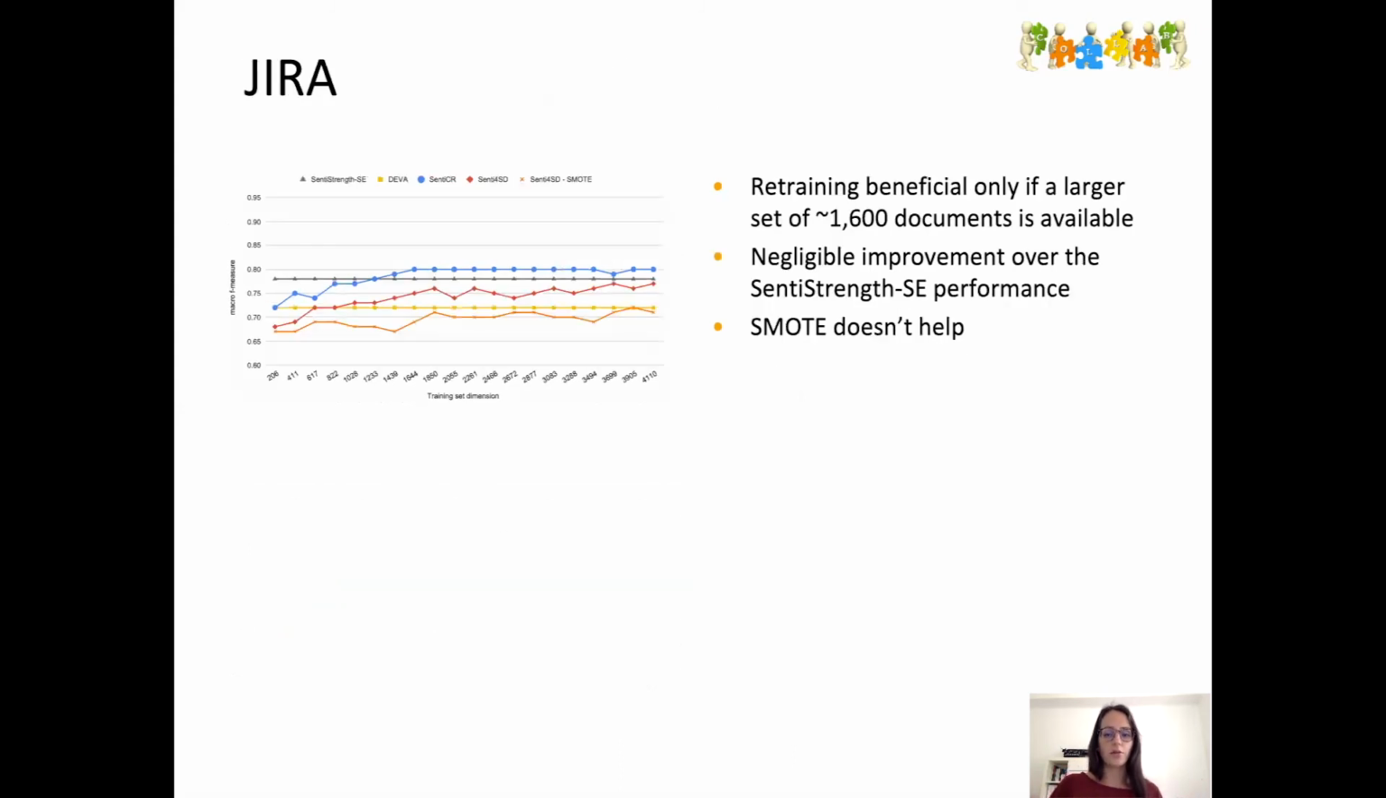A slightly different situation is observed for Jira, which is an unbalanced dataset. In this case, retraining is beneficial only with a larger set of about 1,600 documents. And anyway, the improvement over the SentiStrength-SE reference performance is negligible. This might also be due to the fact that SentiStrength-SE was actually optimized by fine-tuning the lexicon and the rules on a subset of this Jira dataset.